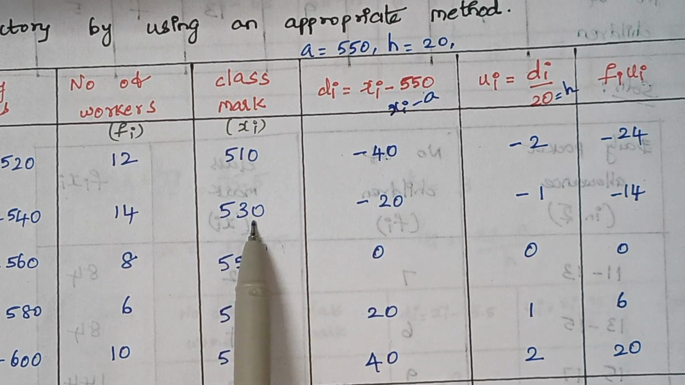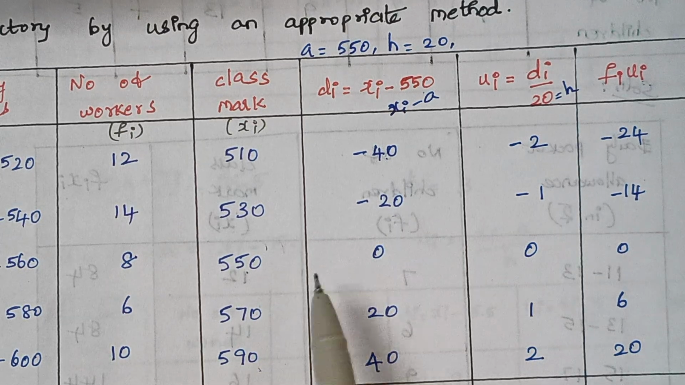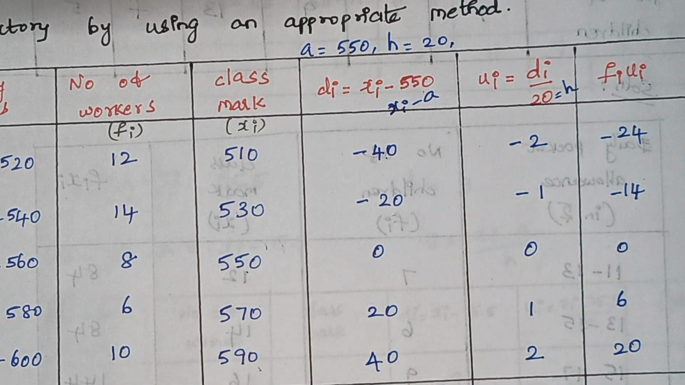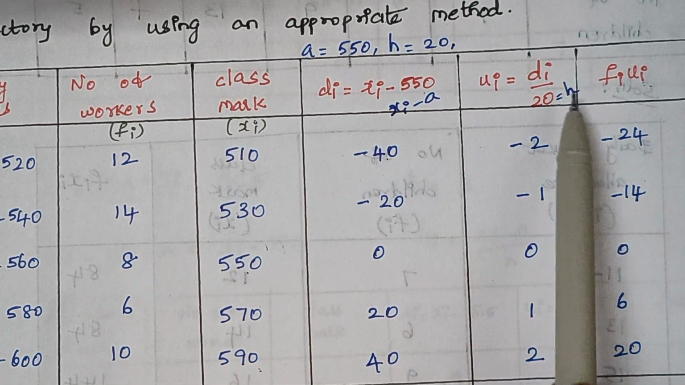And here it is 530. So 530 minus 550 gives you minus 20. Similarly, you just fill the remaining parts, right? So we had calculated di. The next thing is ui is equal to di by h.